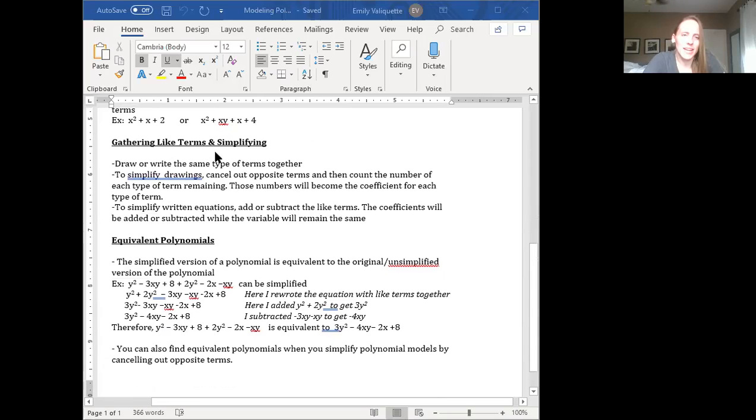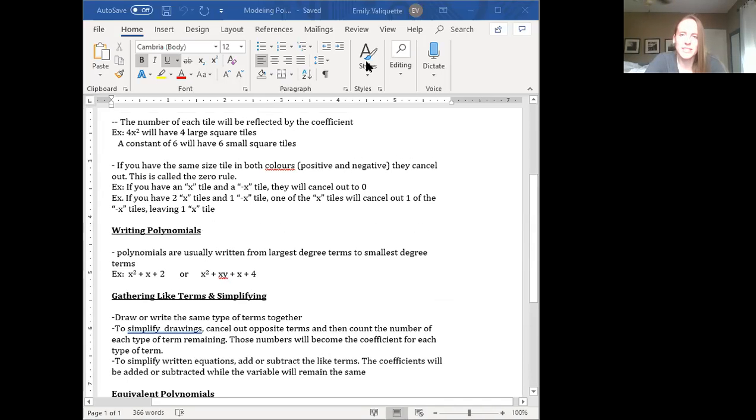And then when you gather like terms and simplify, you either draw or write the same terms together. In order to simplify a drawing, you just cancel out those opposite terms. So that's your 0 rule that you would use. If you're writing them, then you just add or subtract your like terms together. And equivalent polynomials, that's just another term you need to know. Essentially, it just means that an unsimplified or the original polynomial is equivalent to the simplified version.